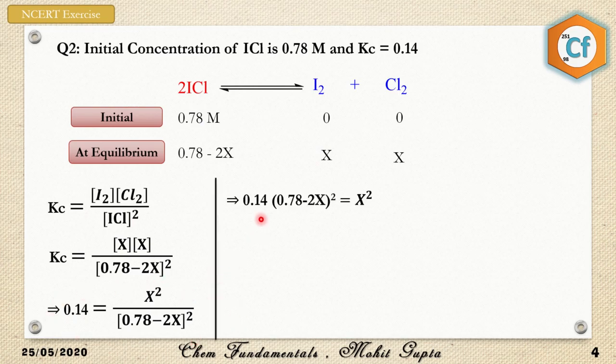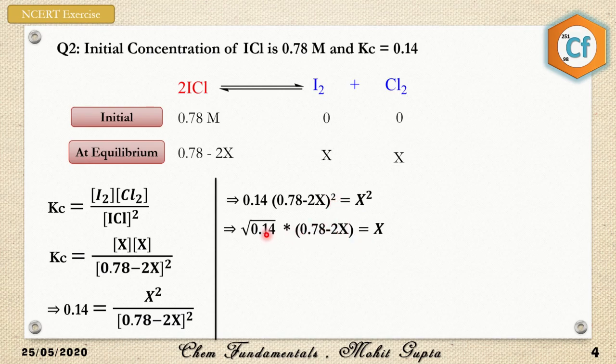On further simplification, we will get 0.14 into (0.78 minus 2x) whole square, which equals x square. Now I'll take the square root on both sides. Doing so, x square would become x. I'll get the square root of 0.14, and the square root of this whole term would be the same, 0.78 minus 2x.